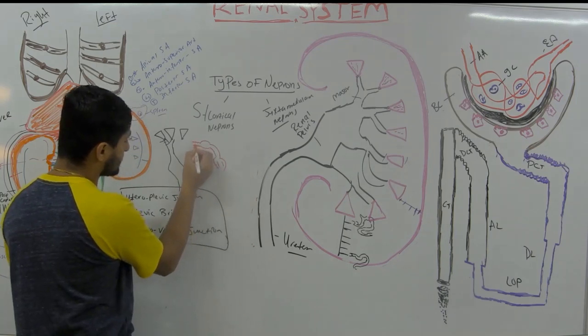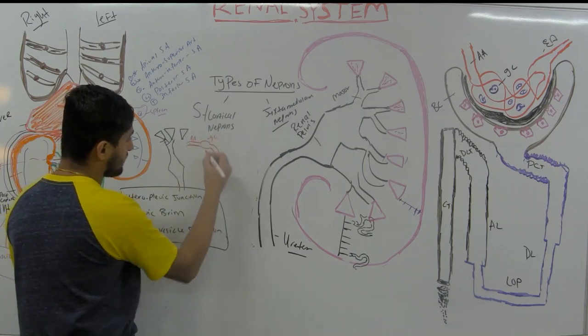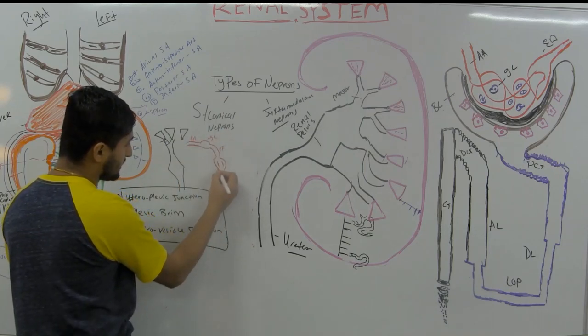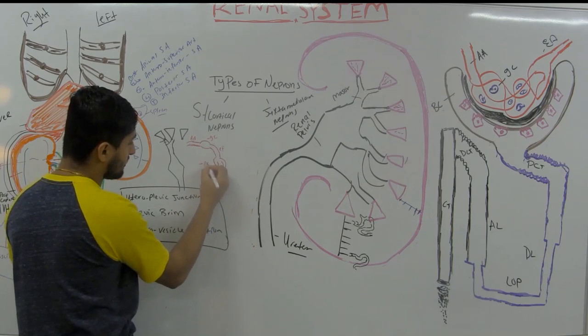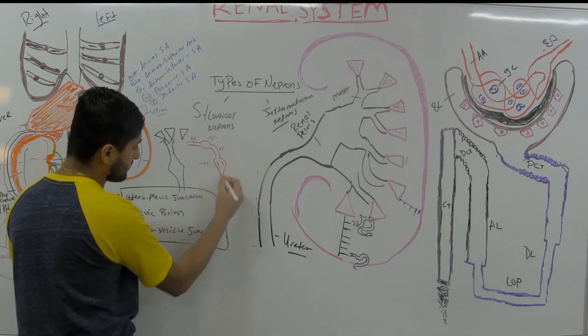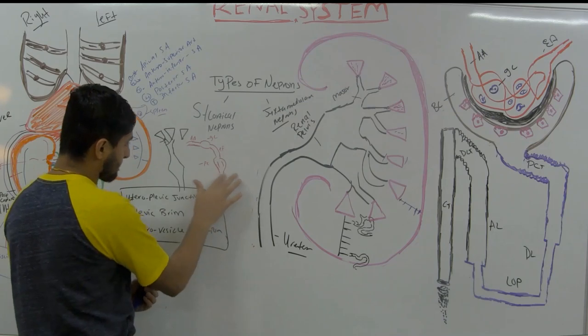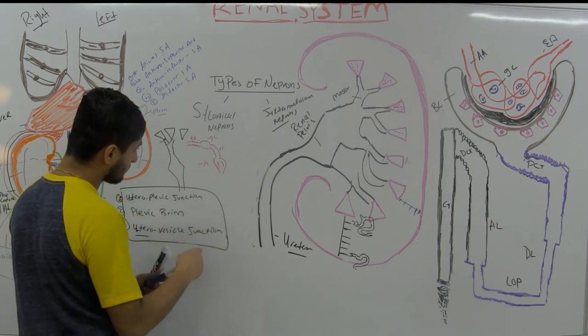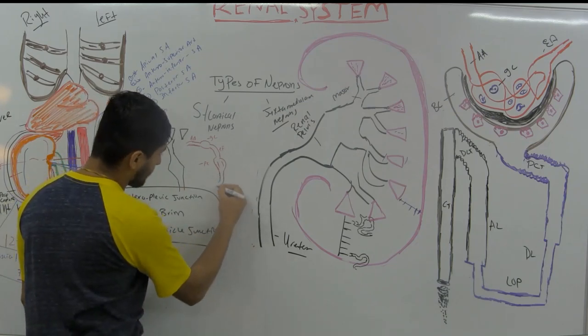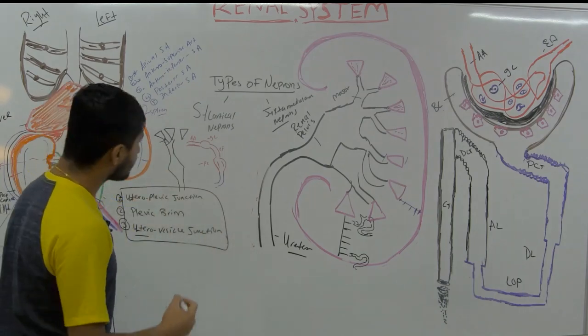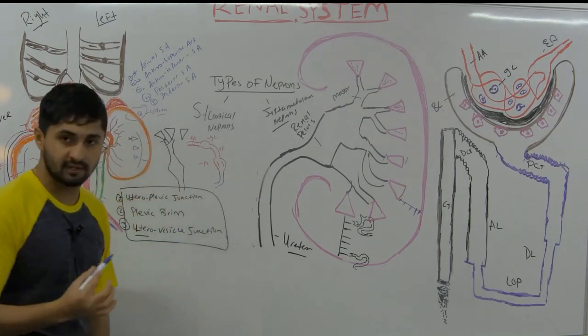So afferent arterioles, which become your glomerular capillaries, and then become your efferent arterioles, and it splits out and becomes peritubular capillaries, and the peritubular capillaries will become your venules, okay? And it will go back to the veins, okay? This is true for the cortical nephrons, okay?